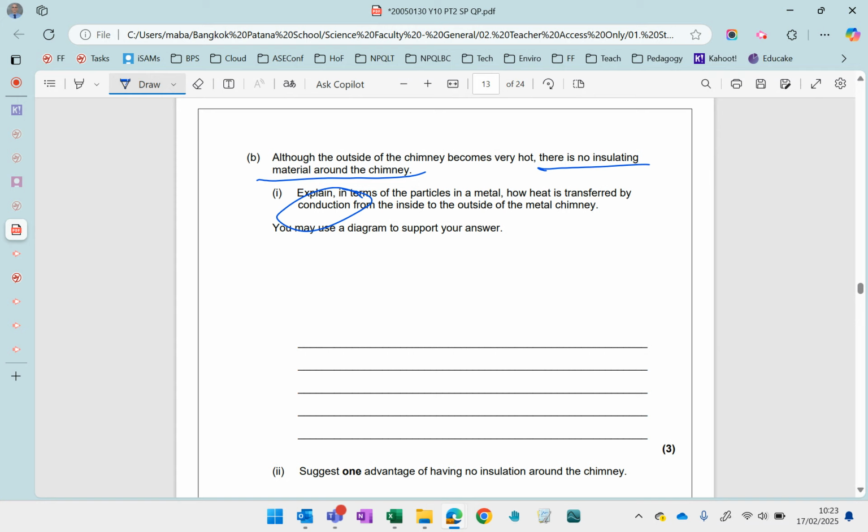Again, we've got to talk about the particles, and we can use a diagram to explain if you want. Here's the hot area, here's the cold area, and inside the chimney we've got all of these particles. You can see that I've drawn them touching each other because a metal is a solid. First of all, the heat is trying to move from hot to cold. That's the direction of conduction. It moves from hot areas to areas of coldness.